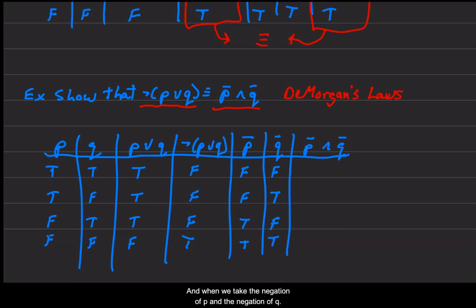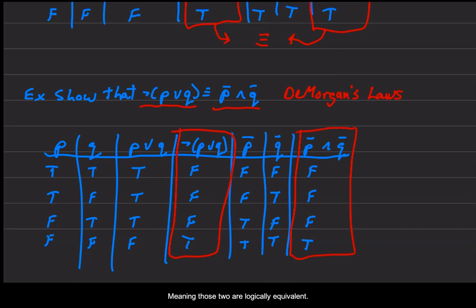And when we take the negation of P and the negation of Q, we get false and false is false. We get false and true is false. True and false is false. True and true, that is true. Now we can look and see that this column has the same truth value as this column, meaning that those two are logically equivalent. So we just showed that the other De Morgan's law is true.